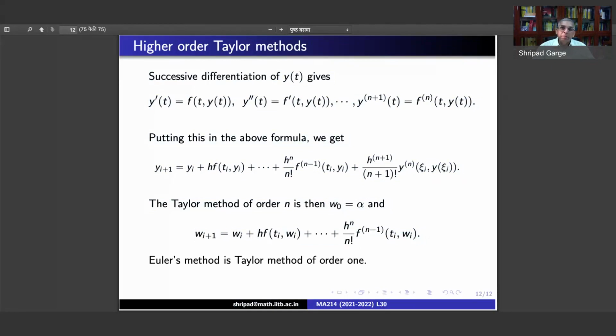So all right, I think this is a good time to stop today's lecture, and what we will now do in the next lecture onwards is to begin with some examples, give you some idea of how Taylor methods work, and then go on to study other methods.